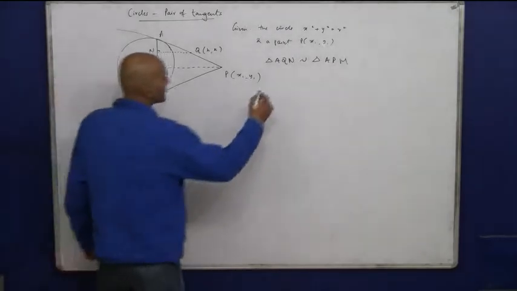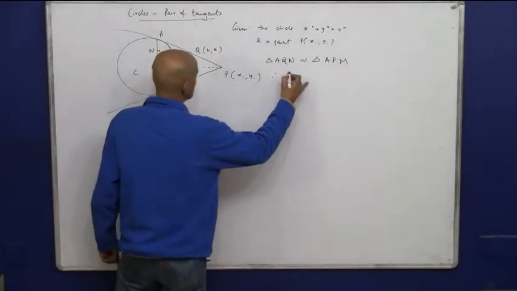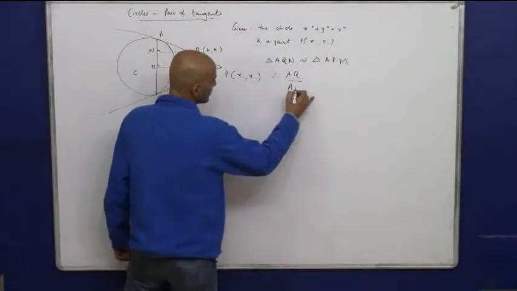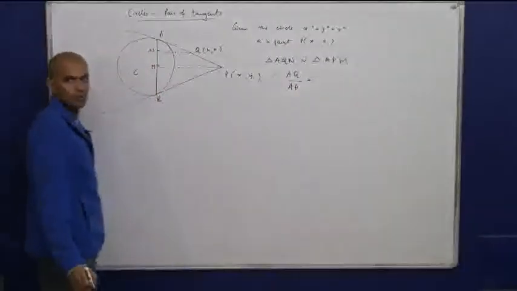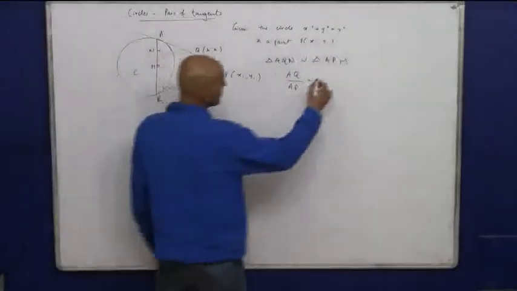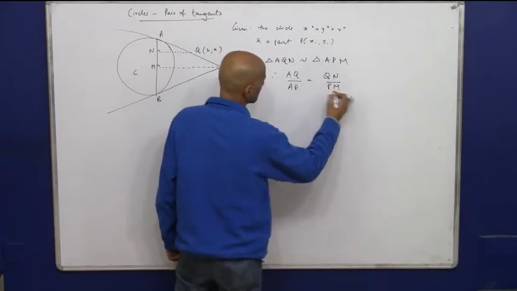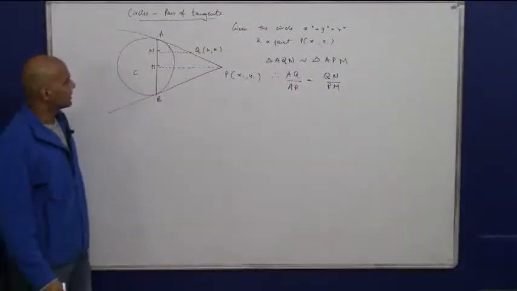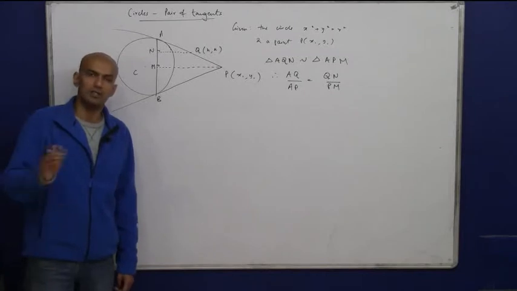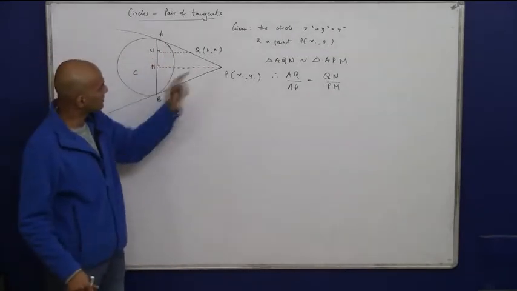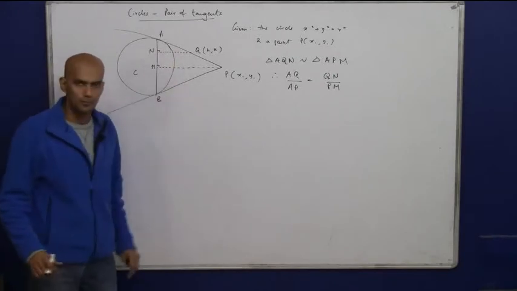After this, I'm going to say therefore AQ over AP is equal to QN over PM. Can I say this? That because of the similarity, I can say that the ratio of the lengths of the sides of the triangles are equal. That is, AQ by AP is equal to QN by PM.